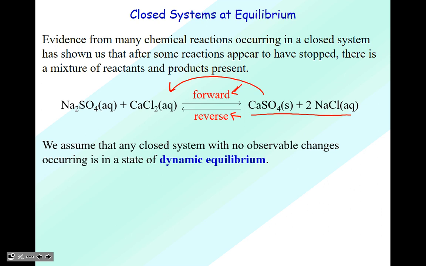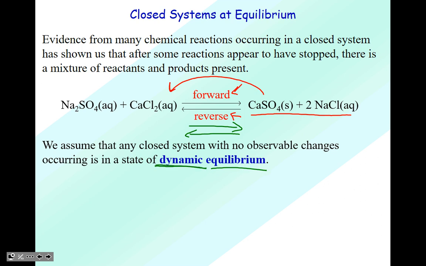We assume that any closed system with no observable changes occurring is in a state of dynamic equilibrium. This is from Chem 20. Dynamic means always changing, going from one direction to the next. Equilibrium means it's about equal, so it doesn't change. The amount in there doesn't change. It's just going back and forth all the time.